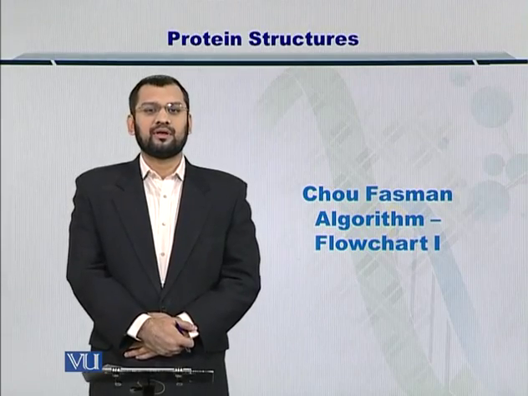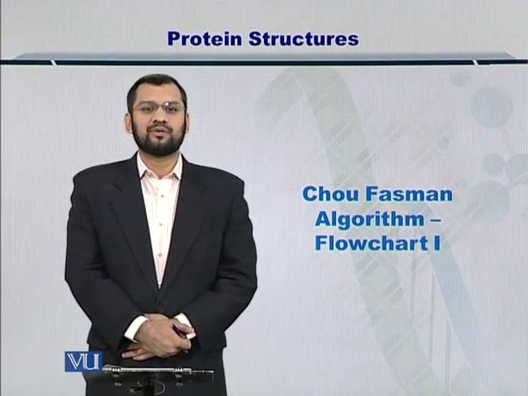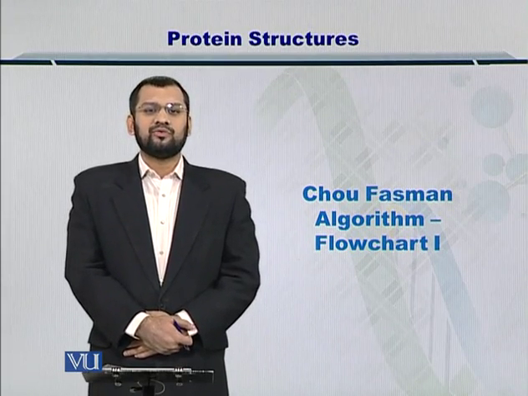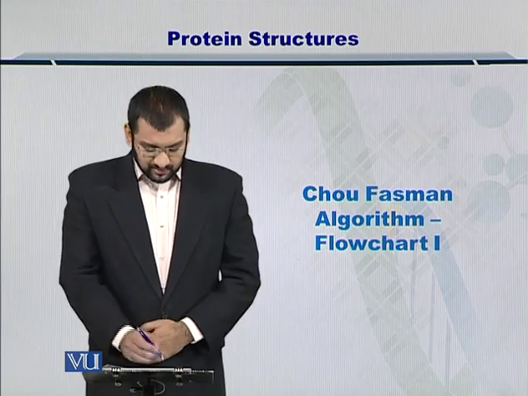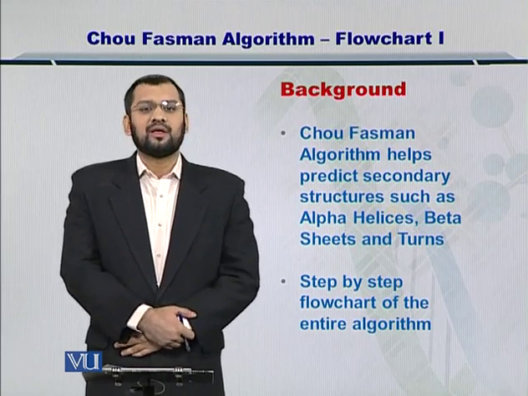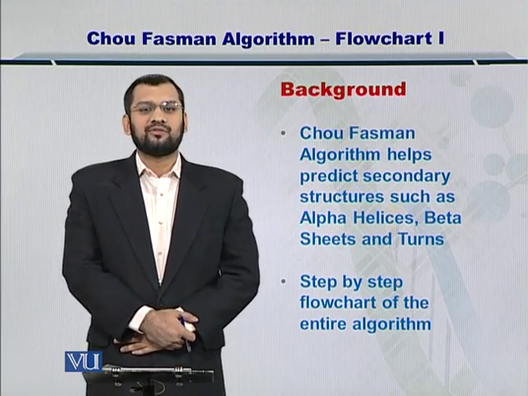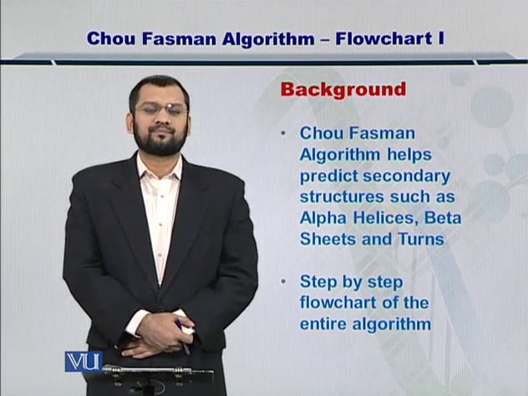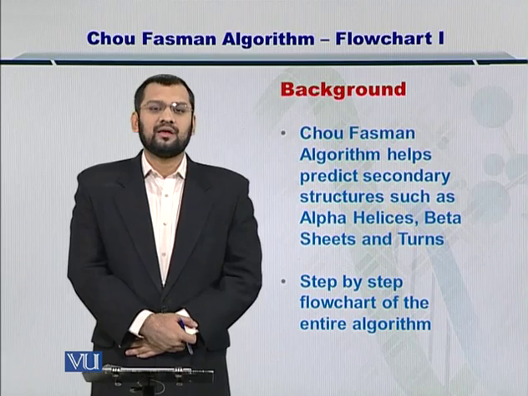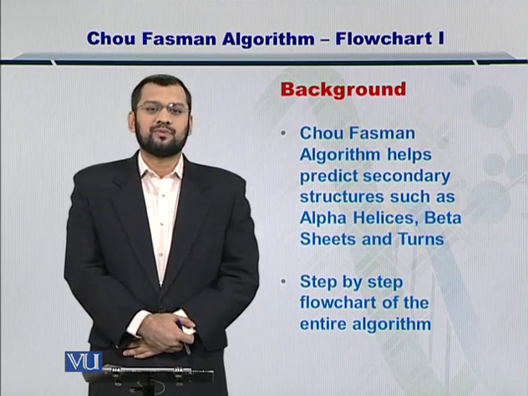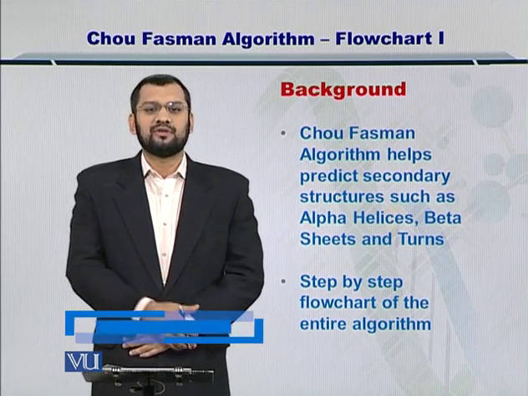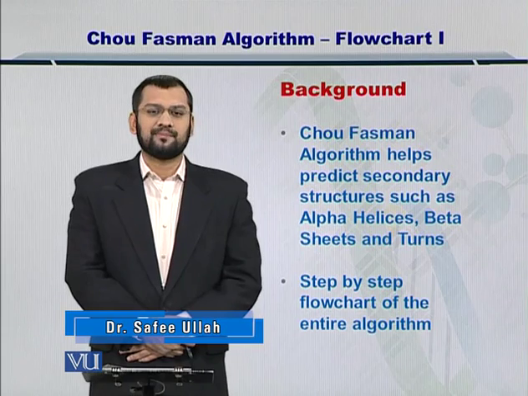Dear students, in this module, I'm going to talk about the Chow-Fasman algorithm through a flowchart. Using the Chow-Fasman algorithm, you can predict the secondary structures that can be formed by a sequence of amino acids in a protein. Specifically, some amino acids prefer to form alpha helices, while others prefer to form beta sheets, while some others tend to form loops and beta turns.